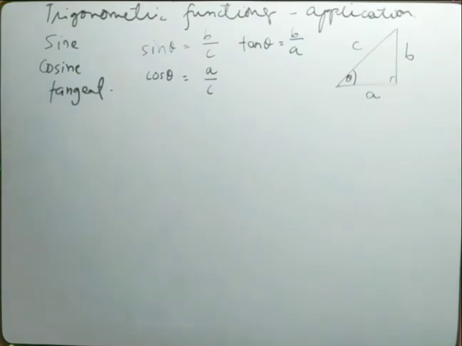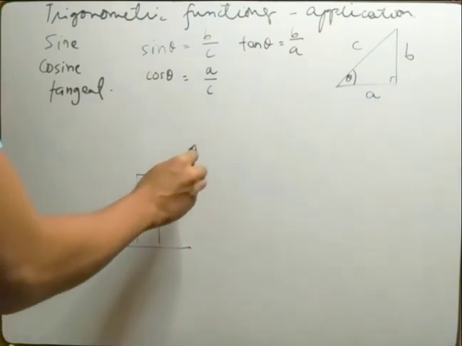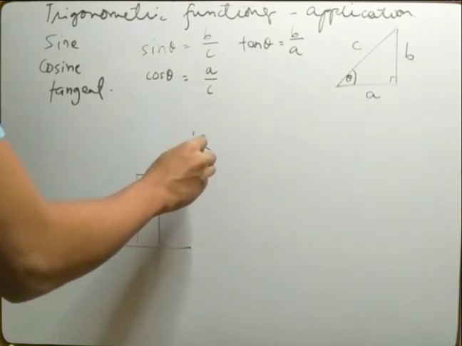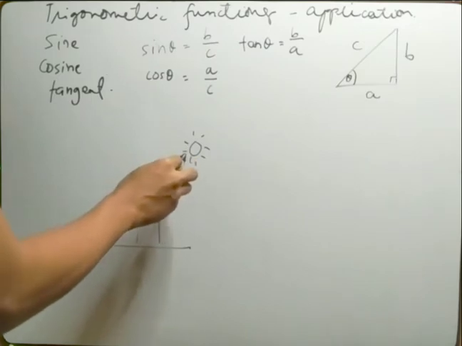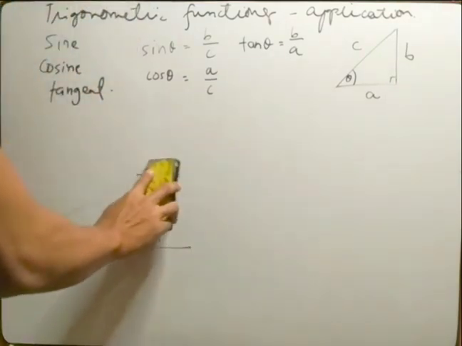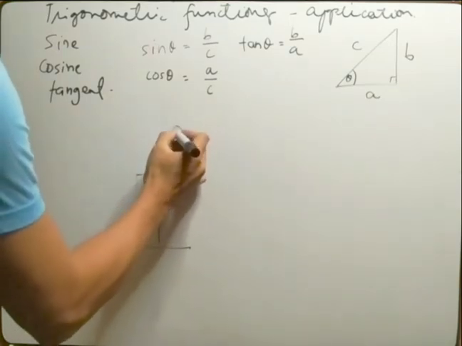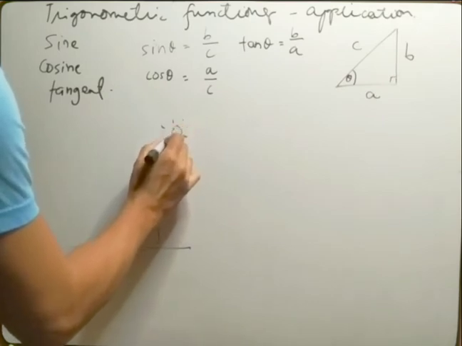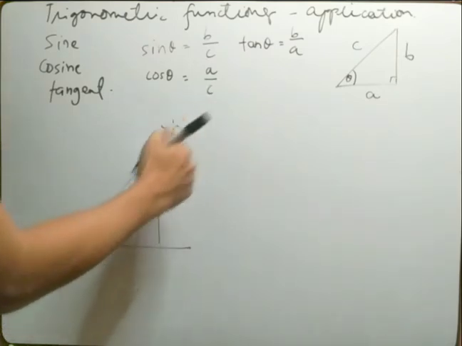Okay, so let's try some examples. Suppose we have here a building, and here's the sun. And of course there's a shadow. Let's say this is the direction of the shadow. Let's say this is the sun, and here is the shadow. So this is the sun's rays, and this is the shadow.